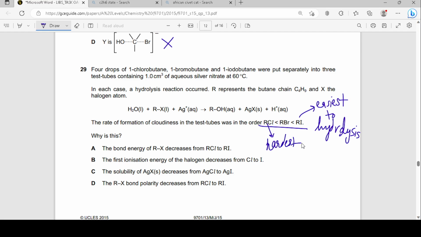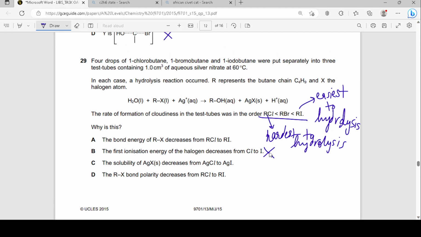Okay, so if you think about it, what are the options? The bond energy of RX decreases from RCl to RI, the first ionization energy, solubility, and bond polarity. Okay, so ionization energy has nothing to do with it. There's no involvement of ionization energy here, is there? We have RX here and then AgX there. Where do you get ionization energy of X, the halogen? So that's wrong. The solubility of AgX decreases from AgCl to AgI. That's also wrong. There's nothing to talk about solubility really.